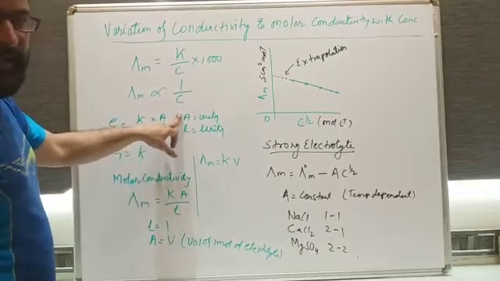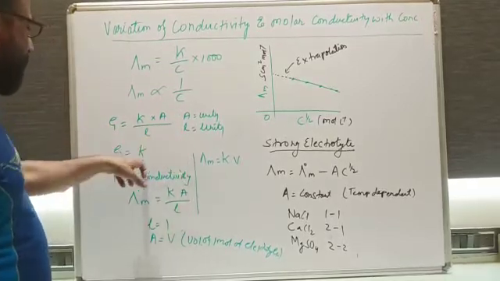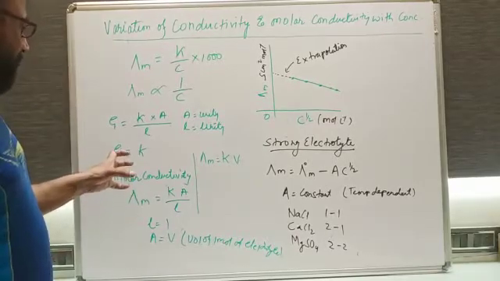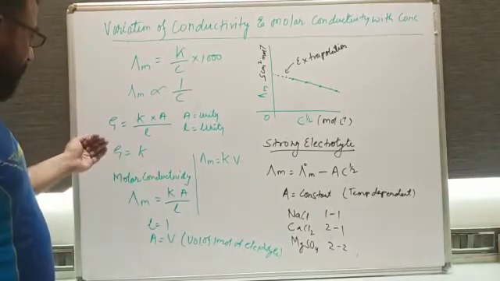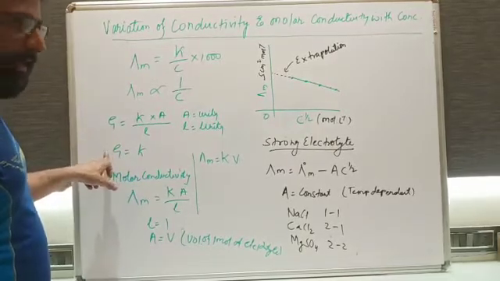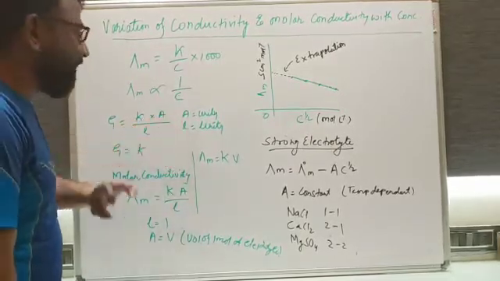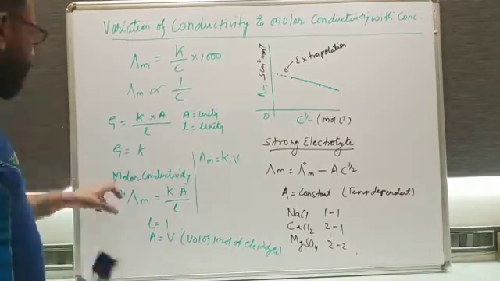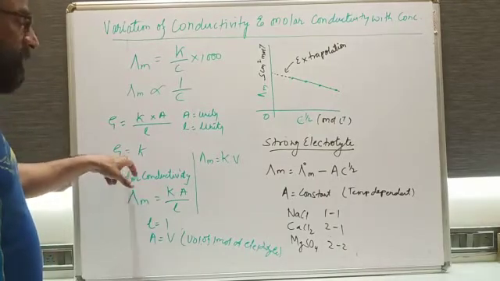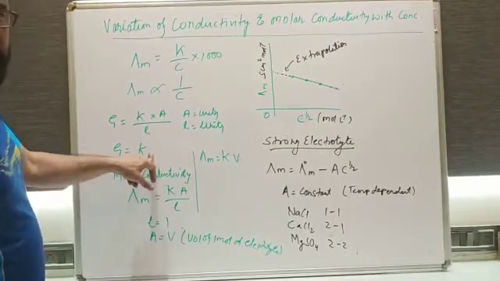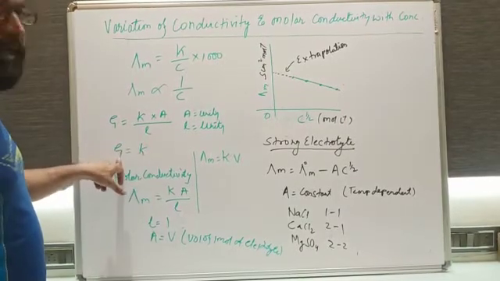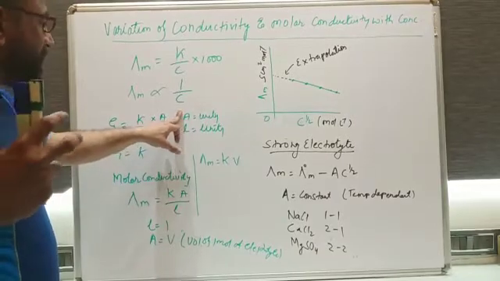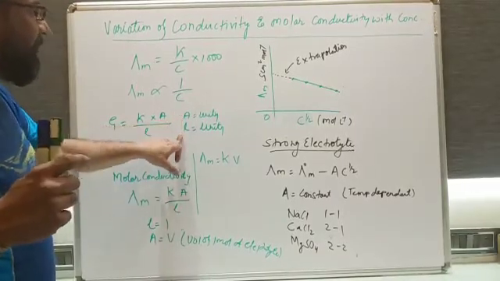Suppose you keep that area as unity and the length is unity, then you will get G is equal to kappa. That means the conductivity of a solution will be equal to the conductance when the area is taken as unity and the length is taken as unity. Is it fine? Resistance will not be used, I used the wrong word there. You can use the conductance. So the conductivity of a solution will be equal to the conductance when the area of cross section of the cell is unity and length is also unity.